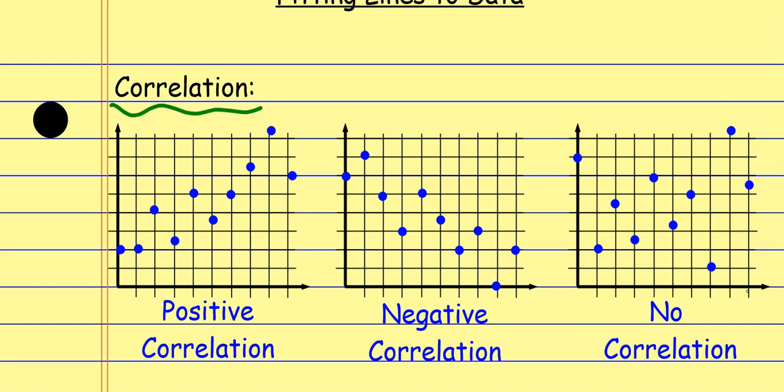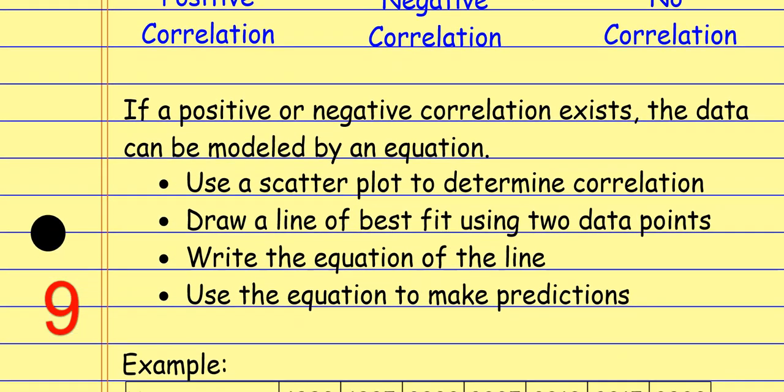The idea behind correlation is that if there's correlation and it looks like a line, I can write an equation of that line. That's what we want to do: write the equation of that line if the correlation exists. If there's no correlation, I simply can't do it. So if a positive or negative correlation exists, the data can be modeled by an equation.